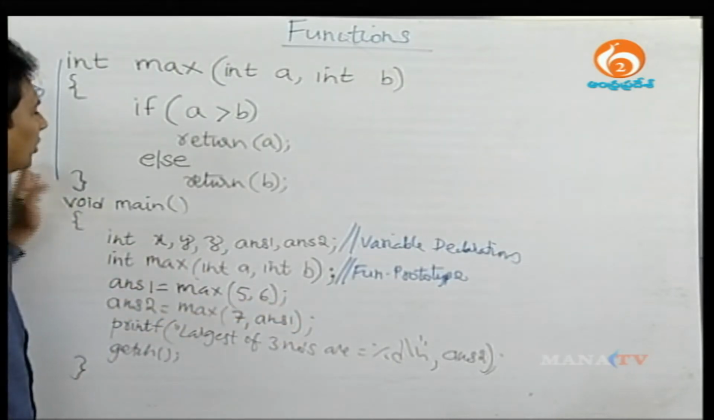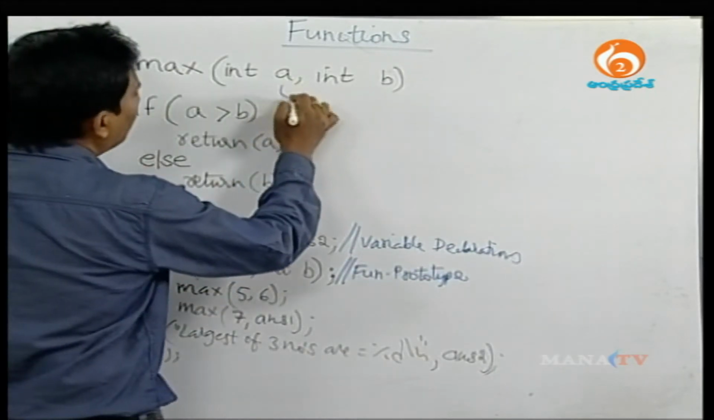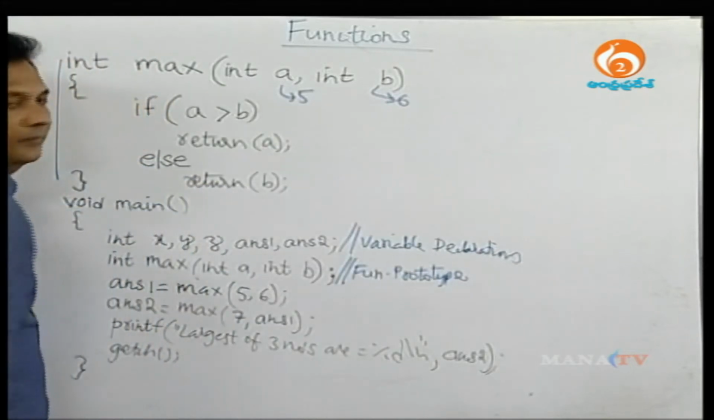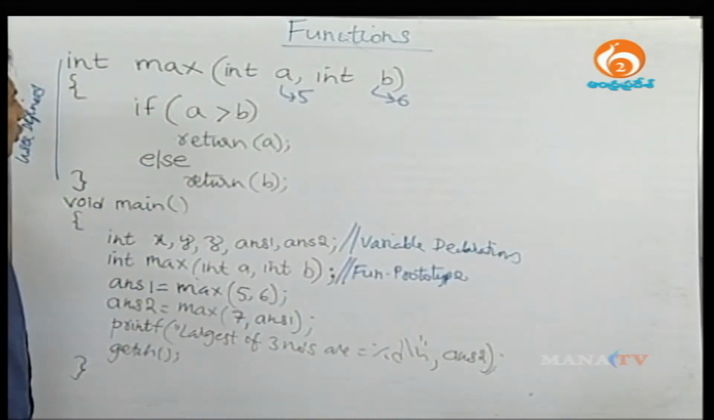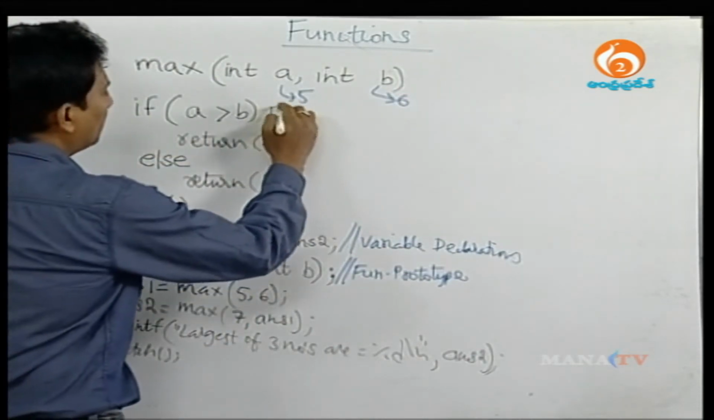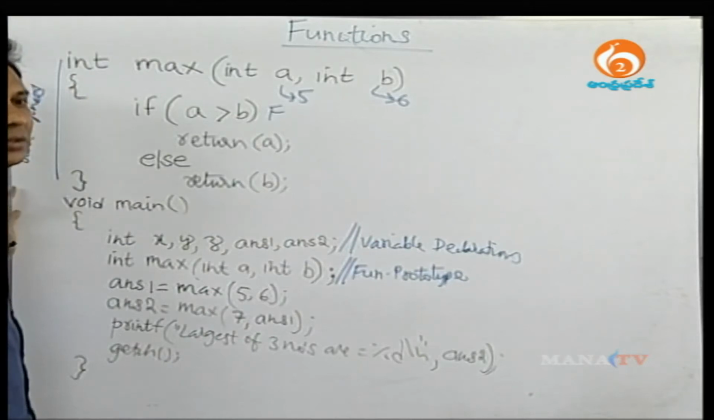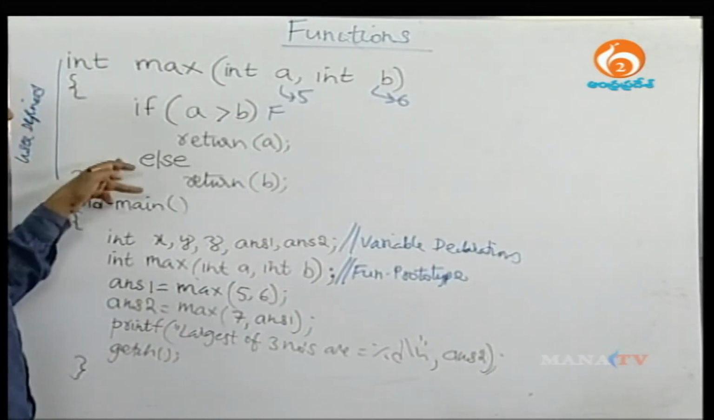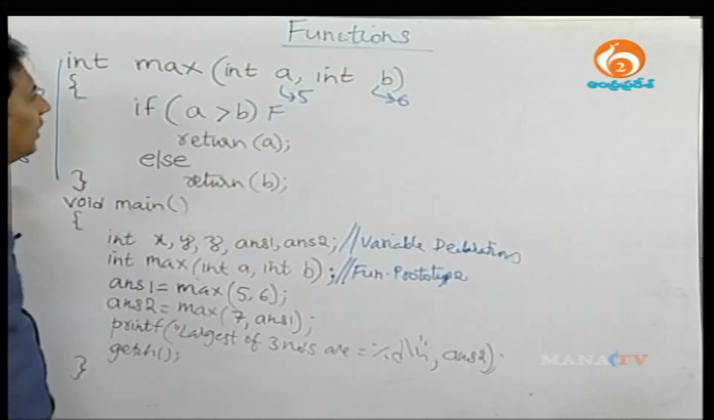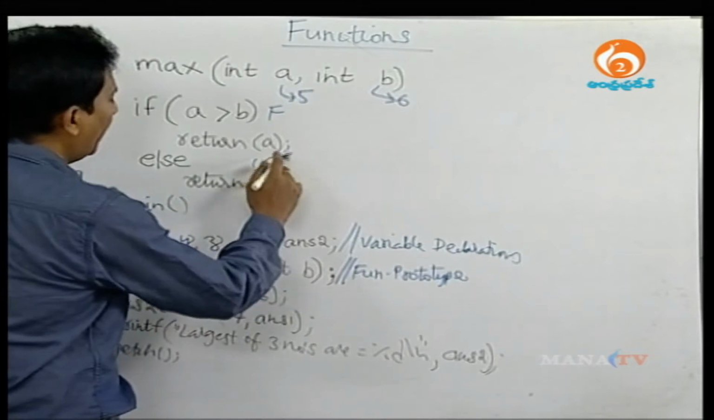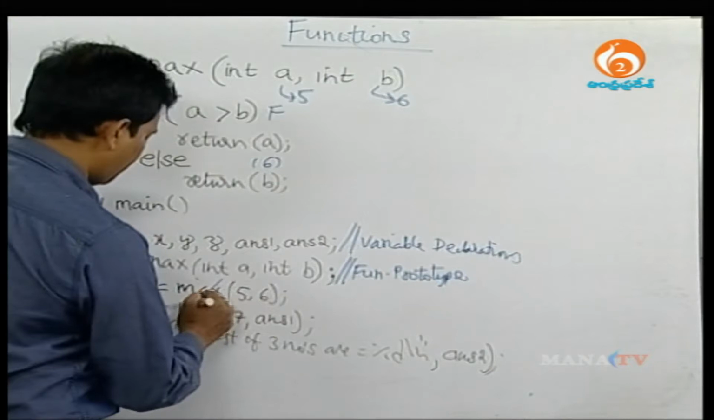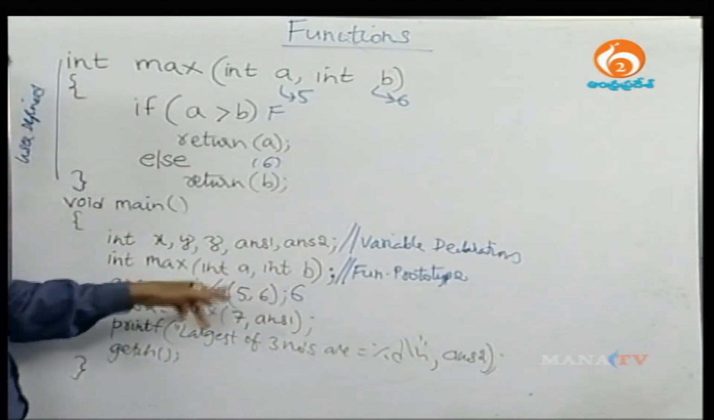This 5 comma 6 are copied to a comma b. So 5 is greater than b, 6? It is false. The condition becomes false. So whenever the condition becomes false, the else part is executed, that is b is returned. b means what here, that is 6. 6 is returned to wherever it is called, meaning it is replaced with 6.